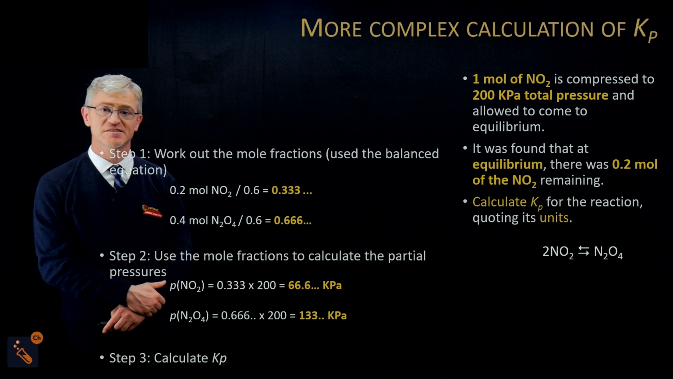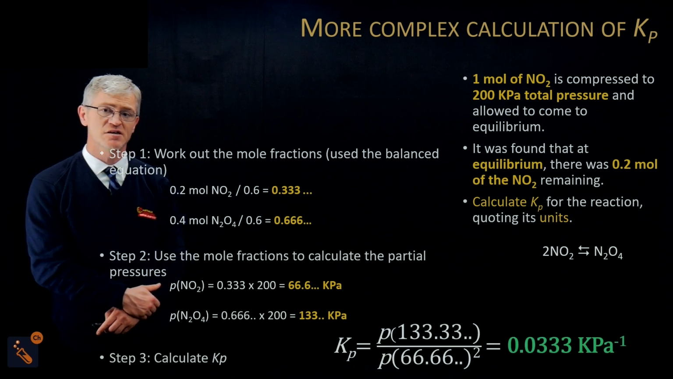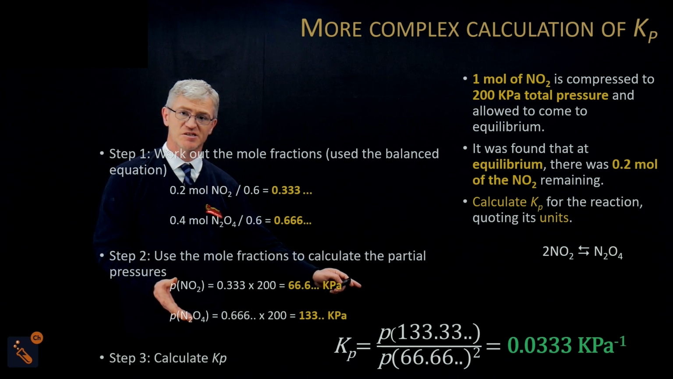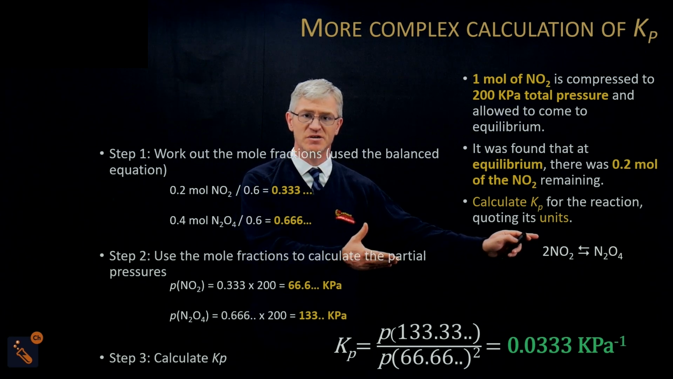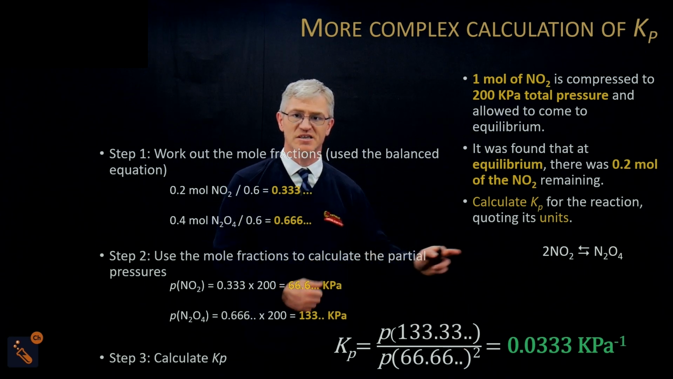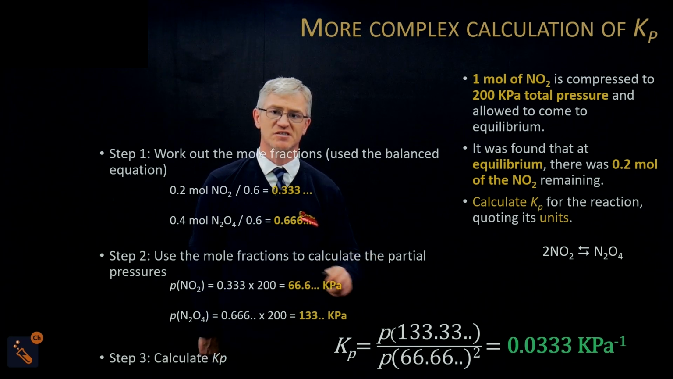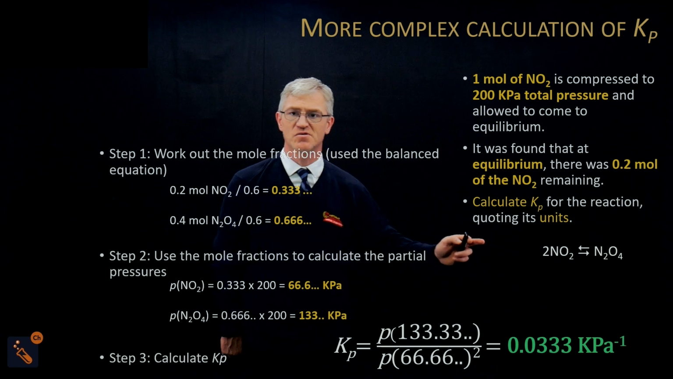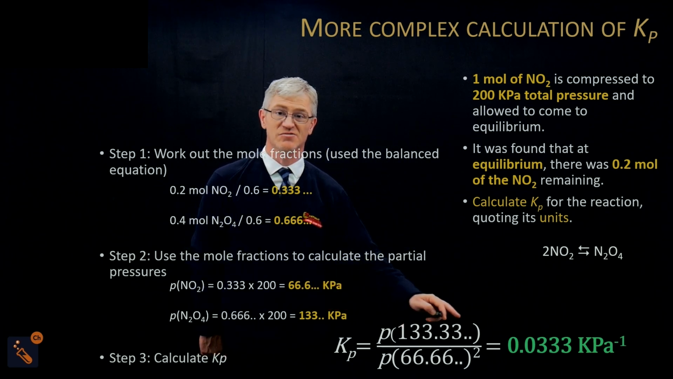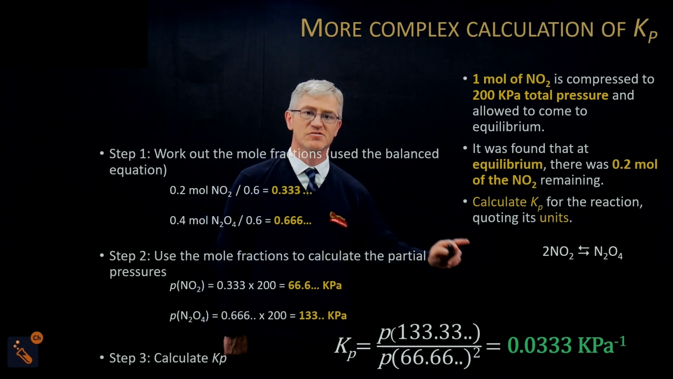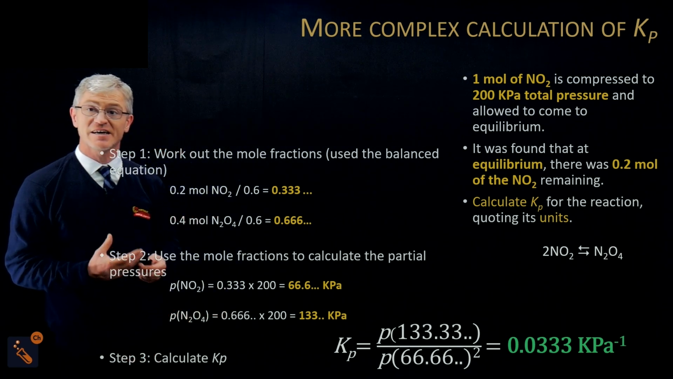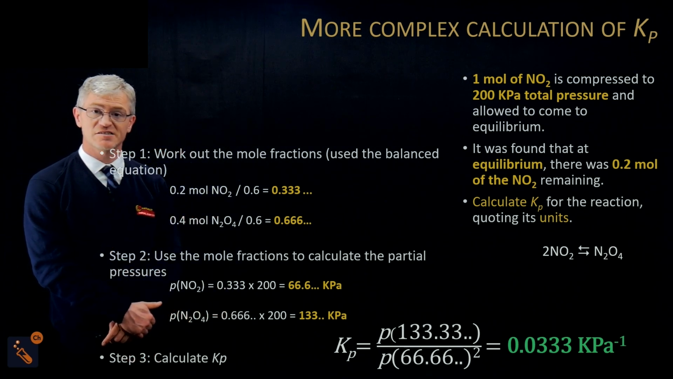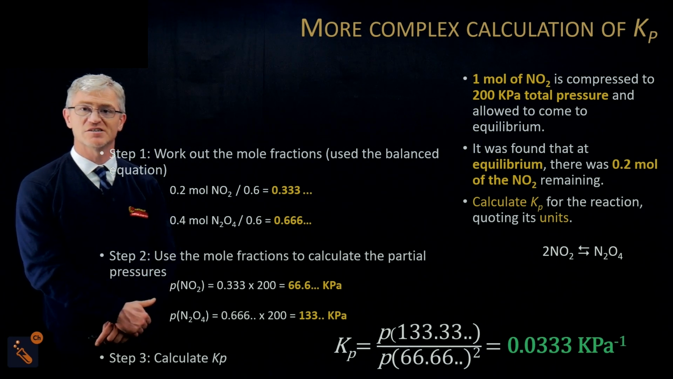Now, if that is the case, we can put that into the Kp expression. That's because the balanced equation has NO2 as our reactant, so 2NO2, and that's where you square. You take your NO2 partial pressure of 66.6, and then the N2O4 partial pressure is 133.33. That goes on top because that's the product, and it's not raised to a power because there's only 1 molecule of it. And that is how you'd use the ICE tables to do a slightly more complex calculation using heterogeneous equilibria to calculate Kp.